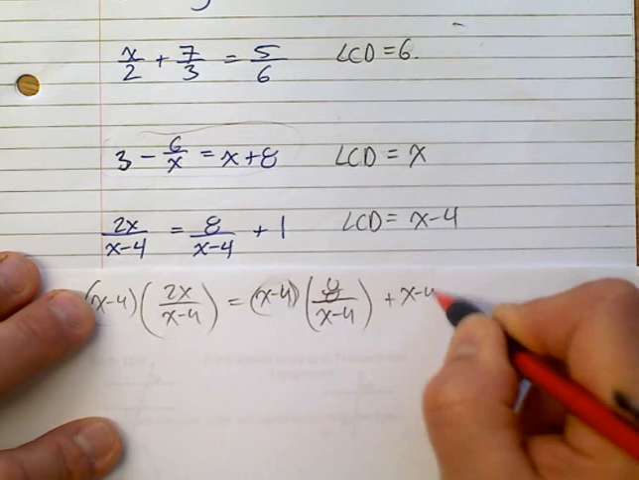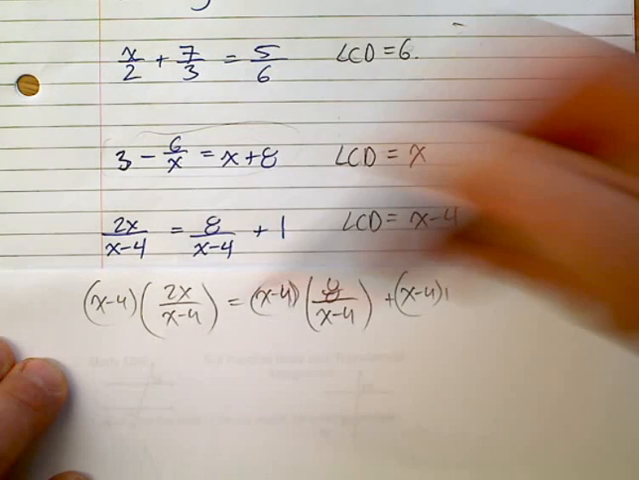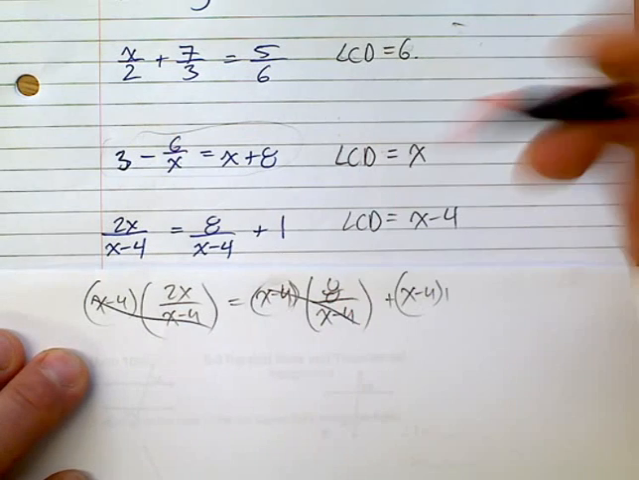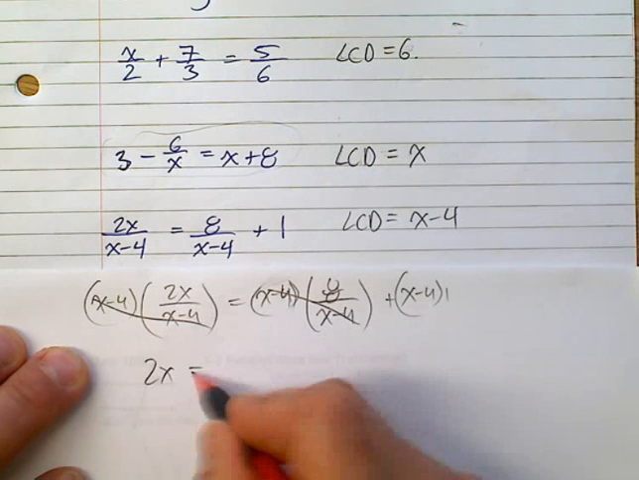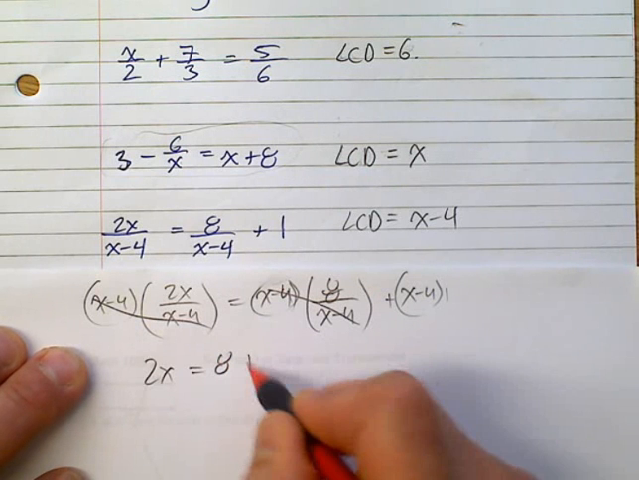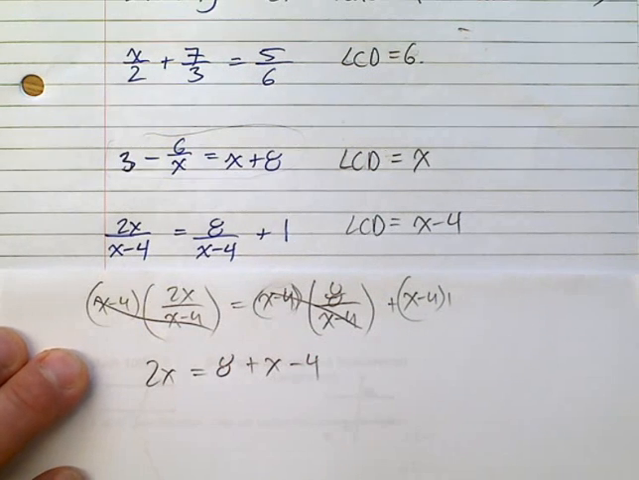So you can see bang and bang, right? So this just becomes 2x equals 8 plus x minus 4. I didn't necessarily have to do this multiplication.